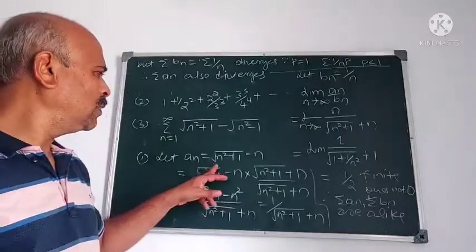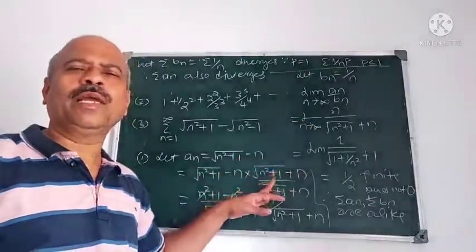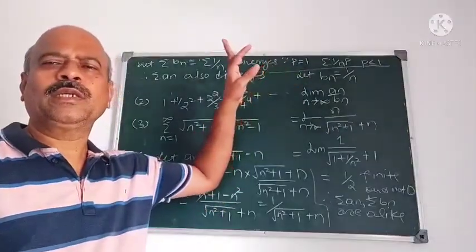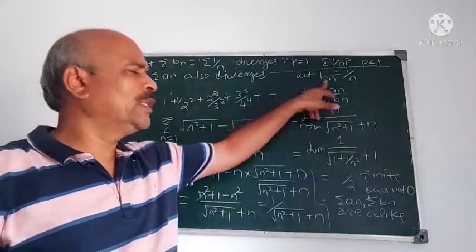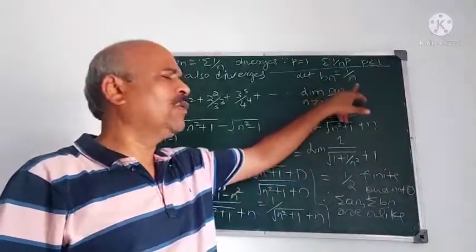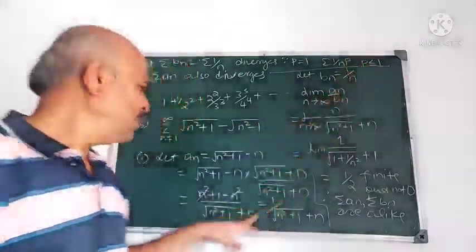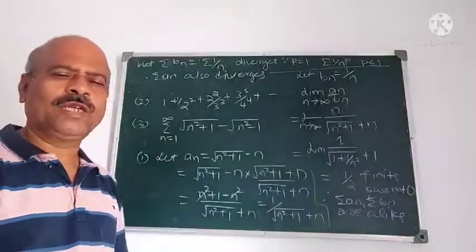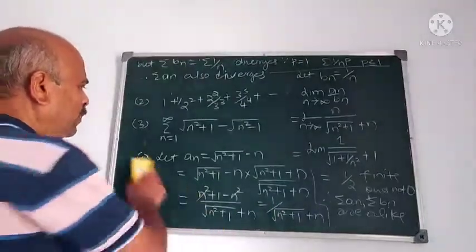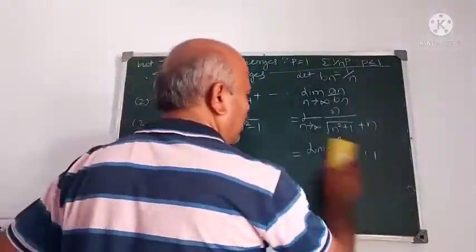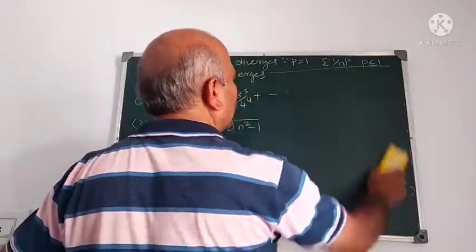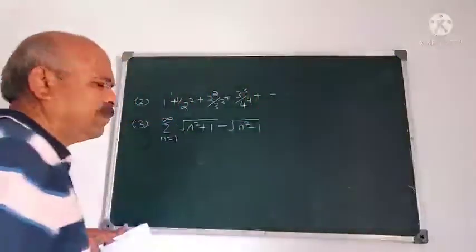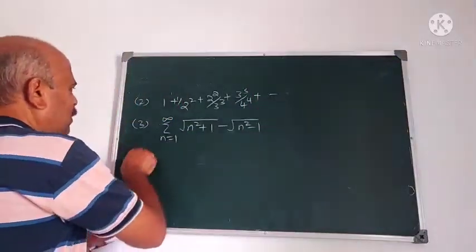So try to practice this one, how to apply comparison test, and also use this P series. For comparison we take sigma Bn as sigma 1 upon n raised to p. What is p? P is degree of denominator minus numerator. And if you know this one, you can solve any problem. And one more important thing is you should know the nth term also. What is the nth term of the series? That plays an important role here. Say the second one, the nth term is not given here.